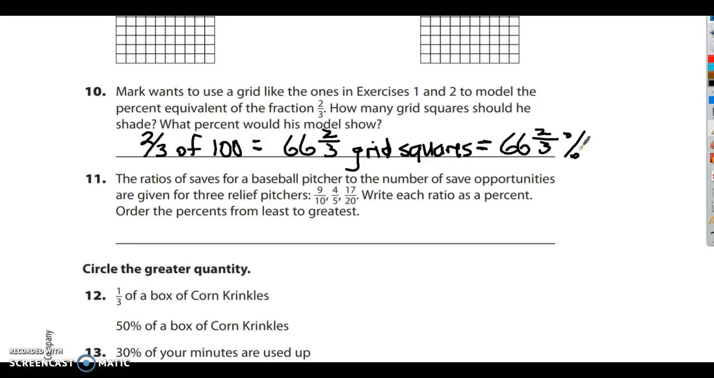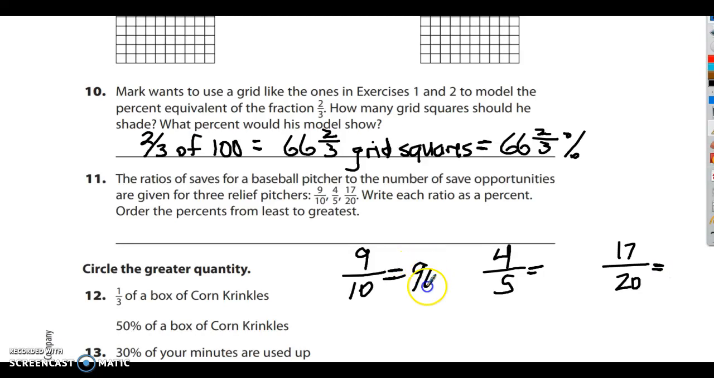Number 11 reads, the ratios of saves for a baseball pitcher to the number of save opportunities are given for 3 relief pitchers. Write each ratio as a percent. Order the percents from least to greatest. So you're supposed to take 9/10 and write that as a percent, and 4/5 and write that as a percent, and 17/20 and write that as a percent. Now 9/10 should be easy. That's 90. 4/5 I've asked you to memorize. That's 80.